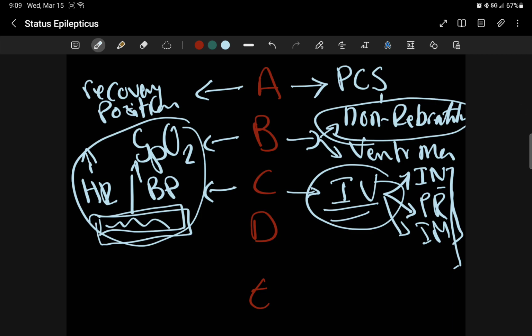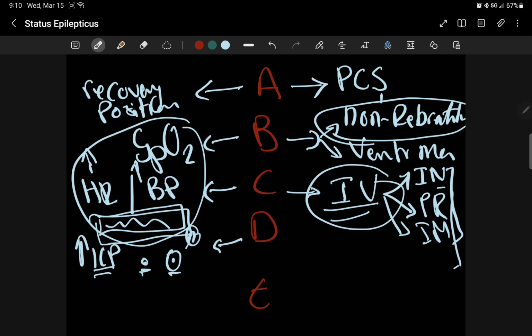Then D, disability. You cannot assess Glasgow Coma Scale in status epilepticus, but you can assess the pupils. You want to make sure the pupils are bilaterally equal and reactive, or at least bilaterally equal, because a dilated unilateral pupil can point to something happening in the brain, which will feed you that increased intracranial pressure effect that you might have, causing that herniation. It's a different story, a different beast, a different modality that you need to check.